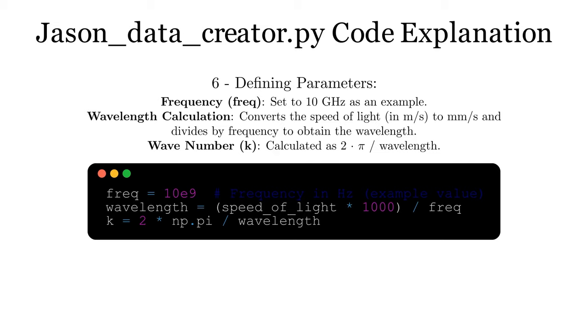Step 6. Defining parameters. Frequency: this code uses 10 GHz as an example. For the simulation, we will use 30 GHz as the operating frequency of the metasurface. Wavelength calculation: this converts the speed of light, in meters per second, to millimeters per second and divides by frequency to obtain the wavelength. Wave number, k. This is calculated as 2 pi divided by wavelength.